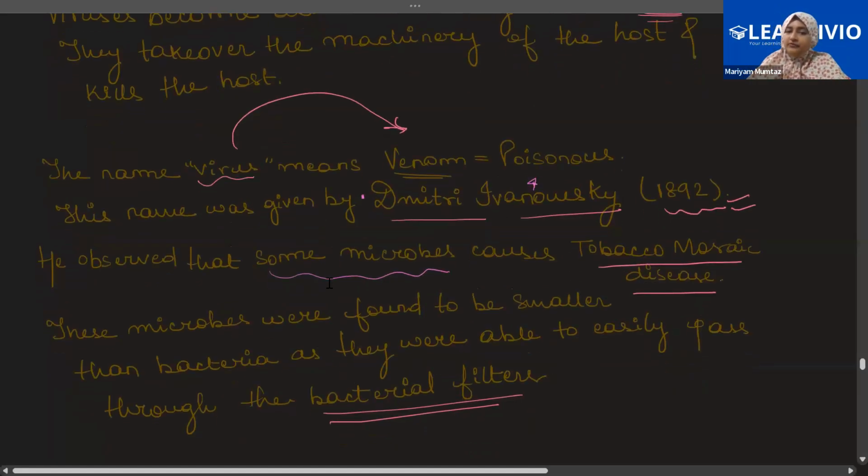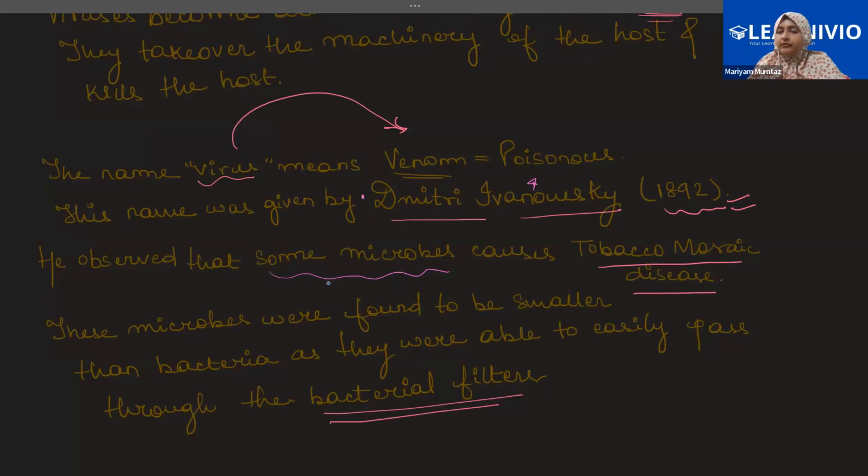Now, the name virus means venom. Venom means anything that is poisonous. This name was given by Dmitry Ivanovsky in the year 1894. He observed that some microbes cause tobacco mosaic disease. When he studied the disease of tobacco, he said that these microbes are even smaller than the bacteria. Why? Because they can pass through bacterial filters.